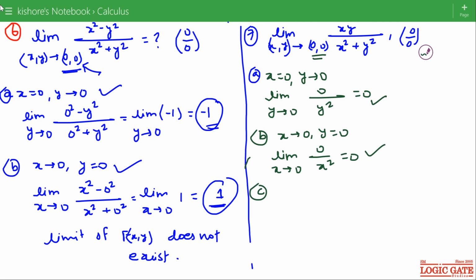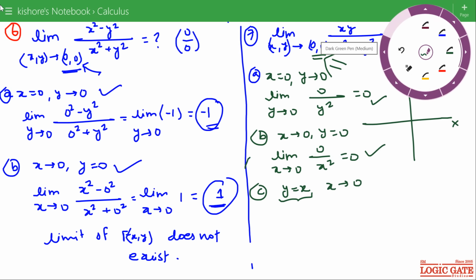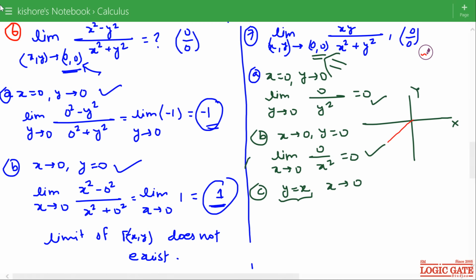Third path is through a straight line passing through the origin. See, we have to select the path in such a way that the point 0, 0 must lie on that path. So we can choose a path y equal to x, and if I substitute y equal to x, then x should tend towards 0 to approach the point 0, 0. So we will keep y equal to x and x is tending towards 0.